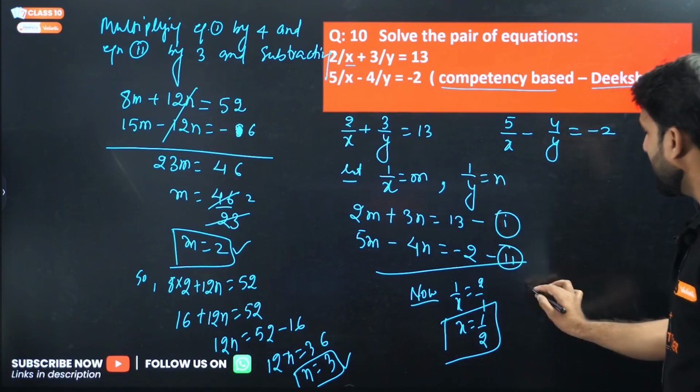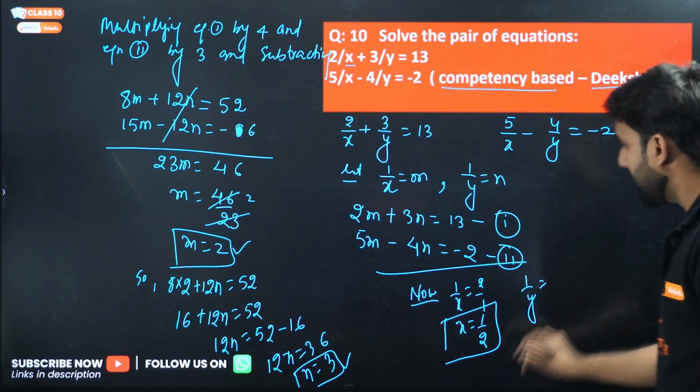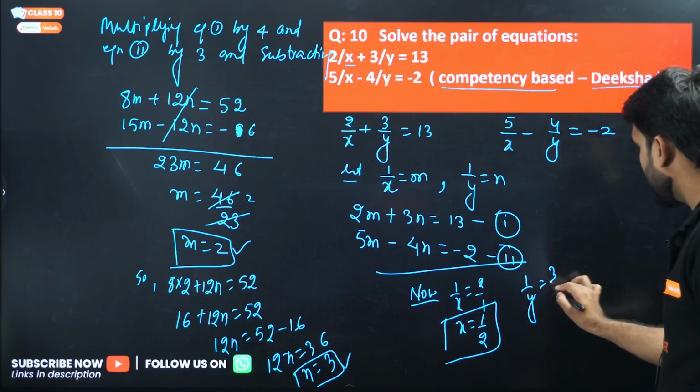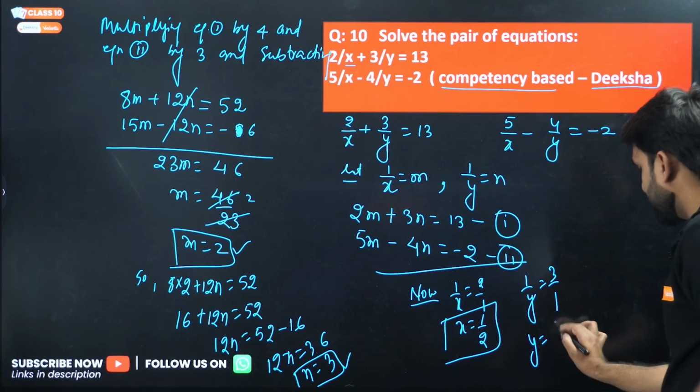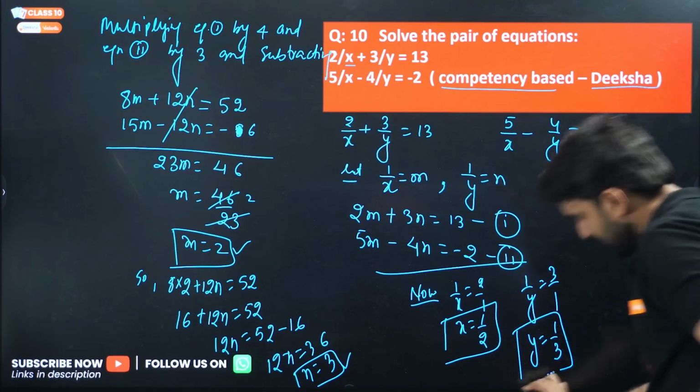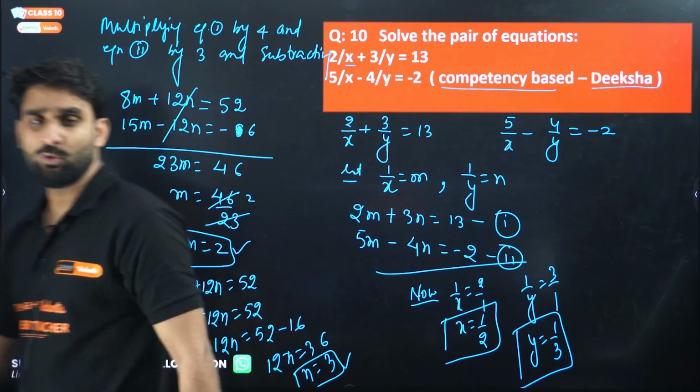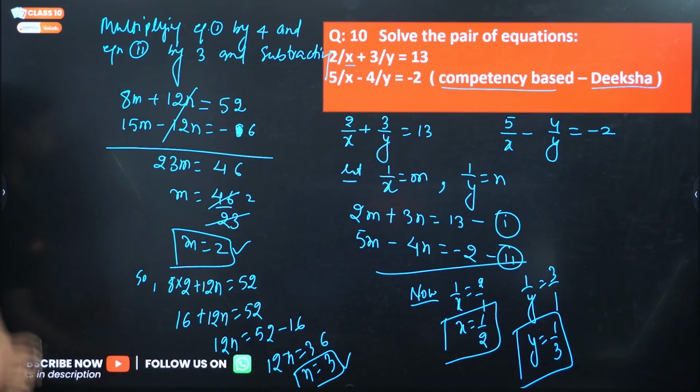And to find the y, 1 by y equals n, which is 3. 3 can also be written as 3 by 1. Now to find the y, we have to take the reciprocal. So this will be 1 by 3. These are the answers. So the x is 1 by 2, y is 1 by 3. I hope this is clear to you, everyone. Now move to the next question.